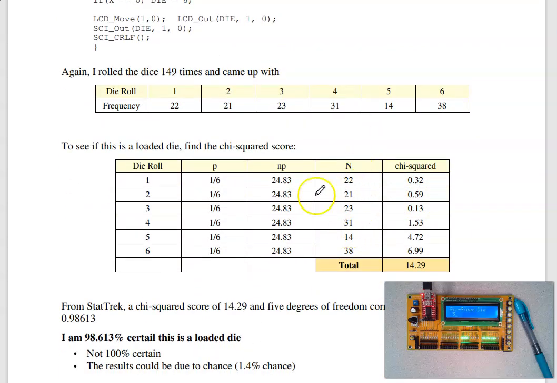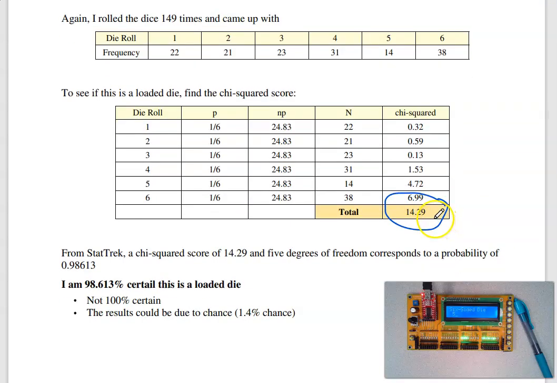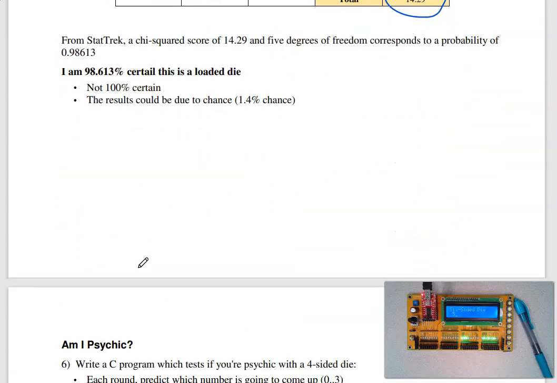Calculate the chi-squared score. With the 149 rolls, here's how many times I should roll a 1, 2, 3, and so on. Take the difference squared, divide by 24, difference squared, divide by 24, add them all up, I get 14.29. Going to StatTrak, convert that to a probability, that's a probability of 98%. So with this data, I'm 98% certain that this is not a fair die. That's a chi-squared test, a test of a distribution.